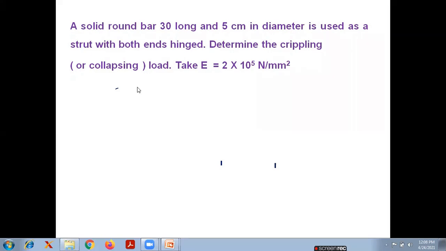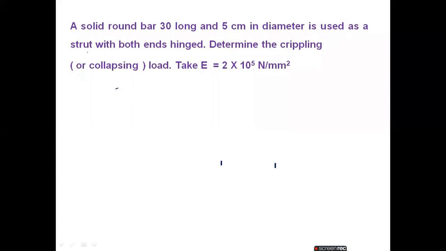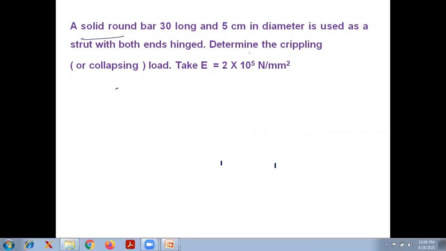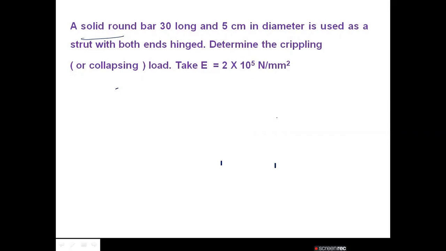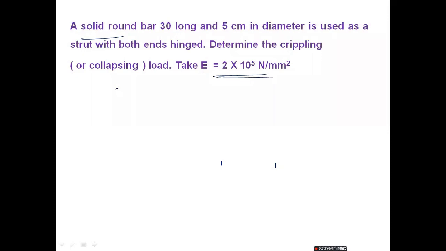So today in class we are going to discuss how to find the crippling loads. As in yesterday's classes, we discussed Euler's formulas and their derivations for different conditions for columns. So in this regard, the first problem: a solid round bar is 3 meters long and 5 centimeters in diameter, used as a strut with both ends hinged. Determine the crippling load, and take the E value as 2 into 10 to the power of 5 Newton per mm square. Now we are going to solve this problem.